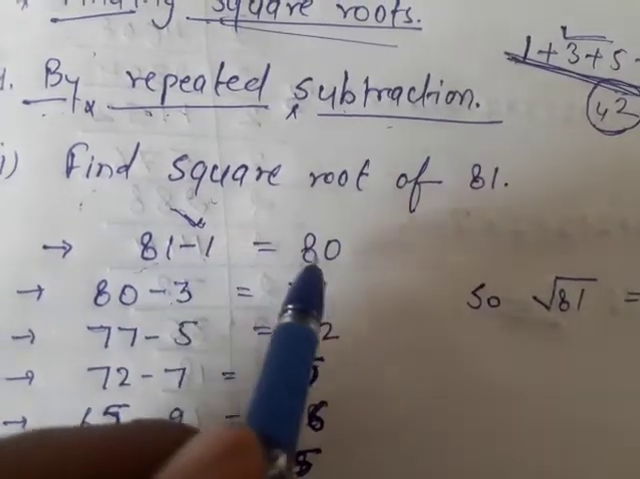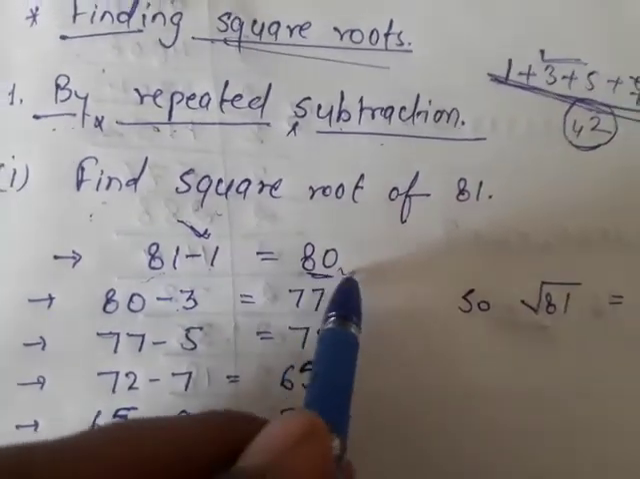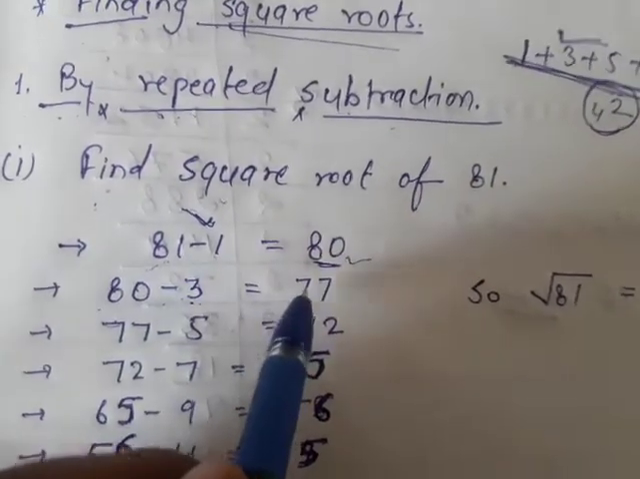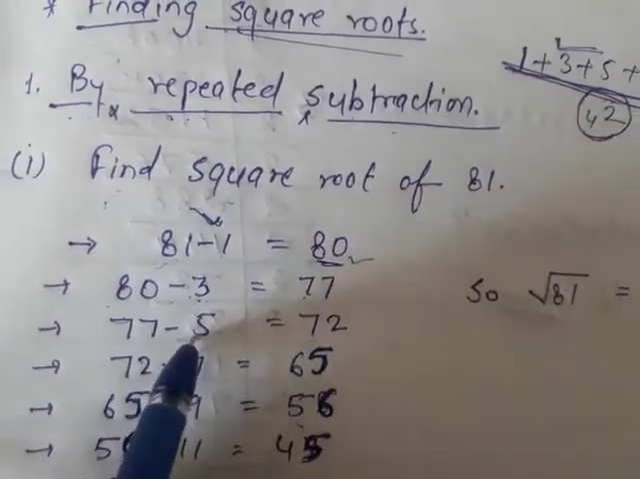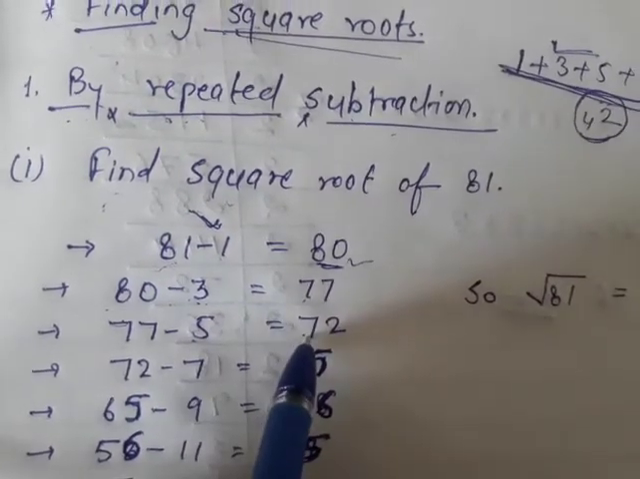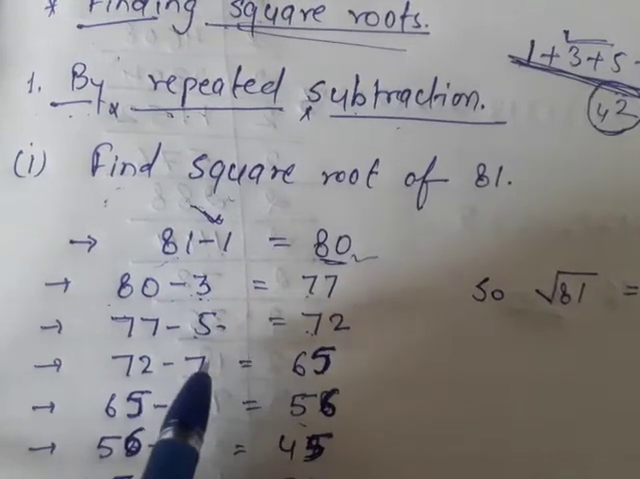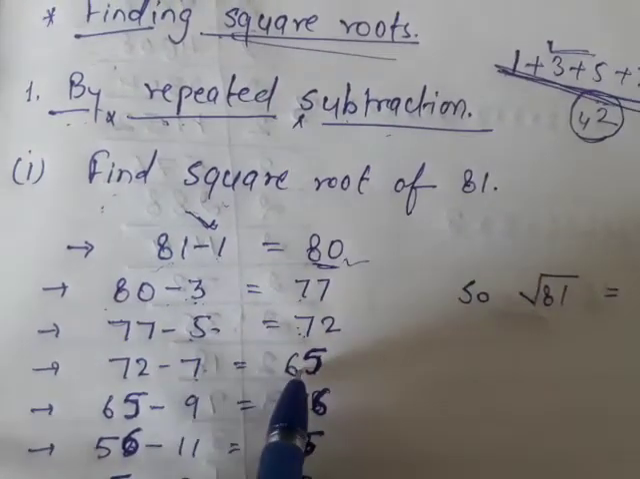81 minus 1 is 80, we get 80. Now from 80 we subtract the next odd number, 3, so 80 minus 3 is 77. From 77 we subtract 5, we get 72. From 72, what is the next odd number? After 5 comes 7, so 72 minus 7 is 65.